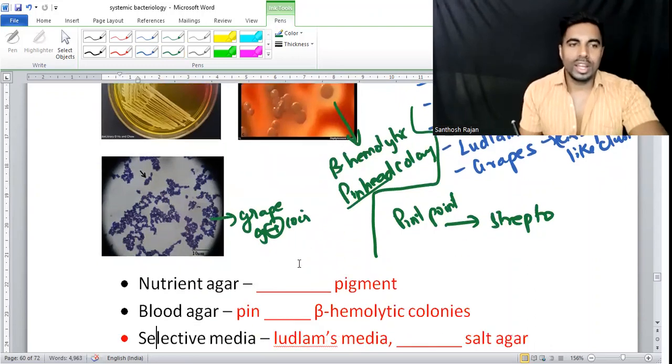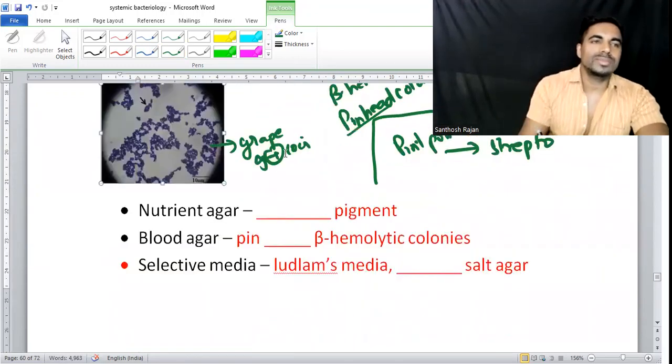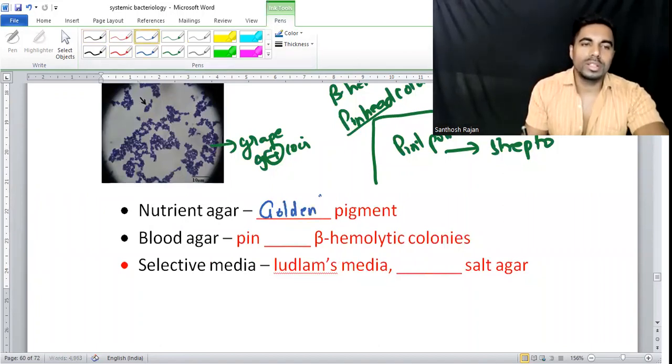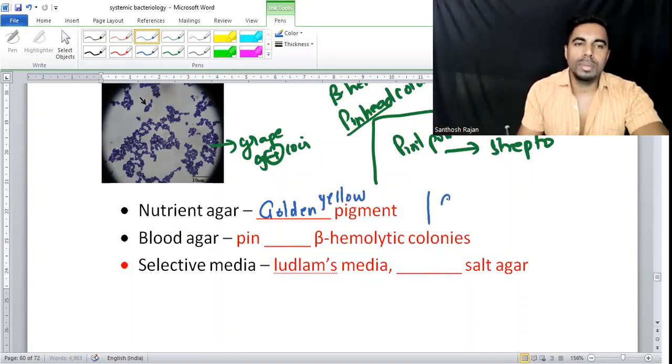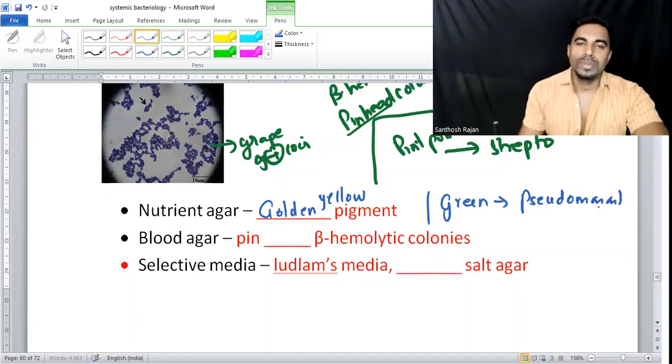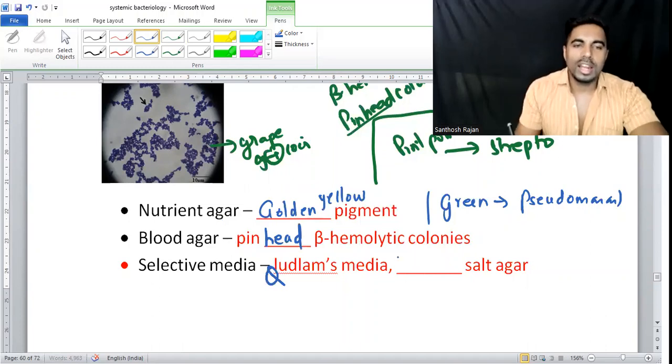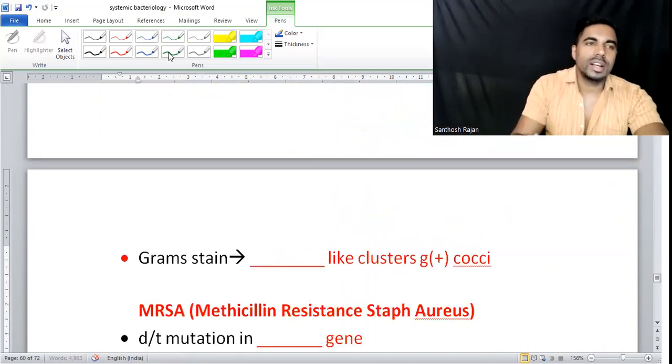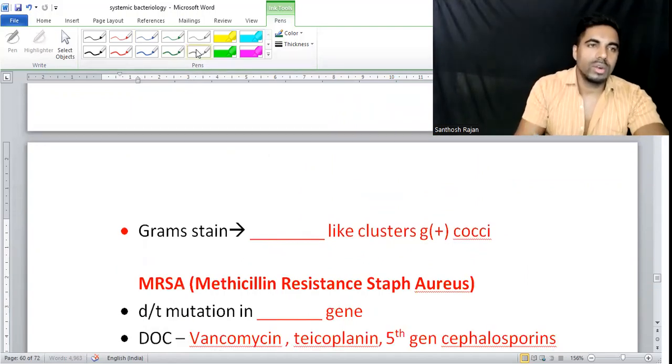Important. So again, repeating, on nutrient agar, what pigment? The question will be asked: Staphylococcus will produce golden yellow pigment. But which is the one green pigment producing organism? Which bacteria produce green? Pseudomonas. Pyoverdin, pyorubin, pyomelanin pigments. Then pinhead colonies, Staphylococcus aureus, selective media Ludlam's, all are important. Another one is mannitol salt agar. I already told you mannitol salt agar is only for Staphylococcus aureus. Now, Gram stain shows grape-like clusters.